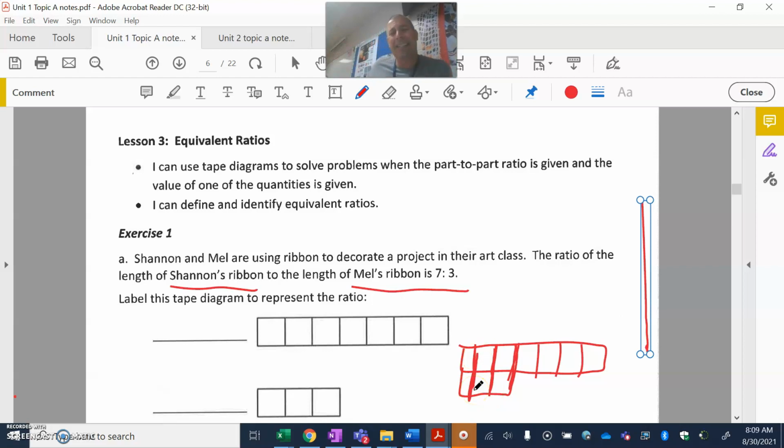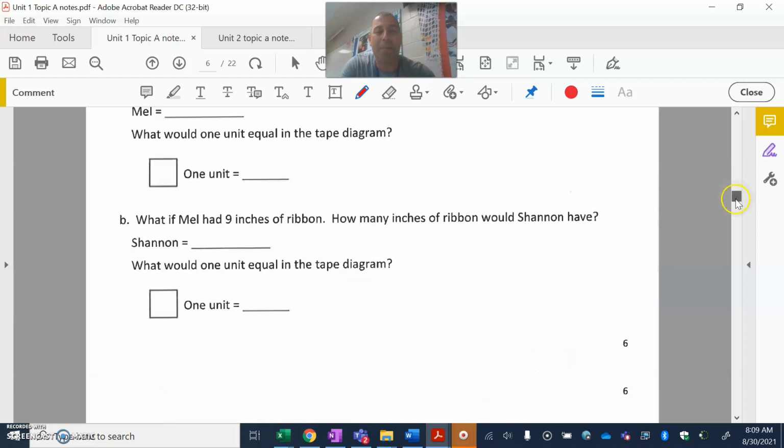Don't slide to the left. Don't crisscross. Right on top of each other. So those first 3 boxes do match up. That's a key thing. I also am going to encourage you to label right away. Put the S out there for Shannon, the M out there for Mel. I know this because of the order. Shannon's name came first, the 7 came first. Those are things we want to do automatically when we see a ratio. Let's get the tape diagram down and let's label it.